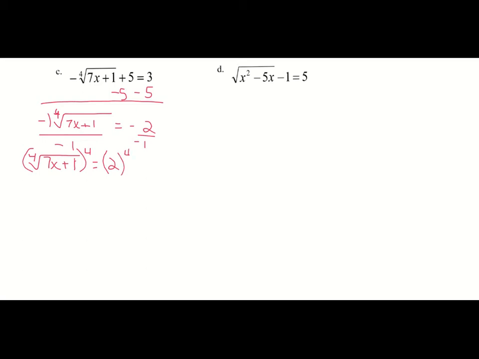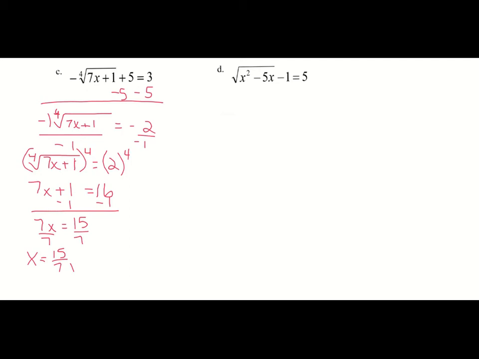So we're going to end up with 7x plus 1 is equal to 2 to the fourth power, which is 16. And then I will subtract 1 from both sides. So 7x equals 15, divide by 7. So x is going to be 15/7. And when you go back and check it in the original equation, it does work. So I'm going to let you know that that one works, but you do want to make sure you check those extraneous roots.